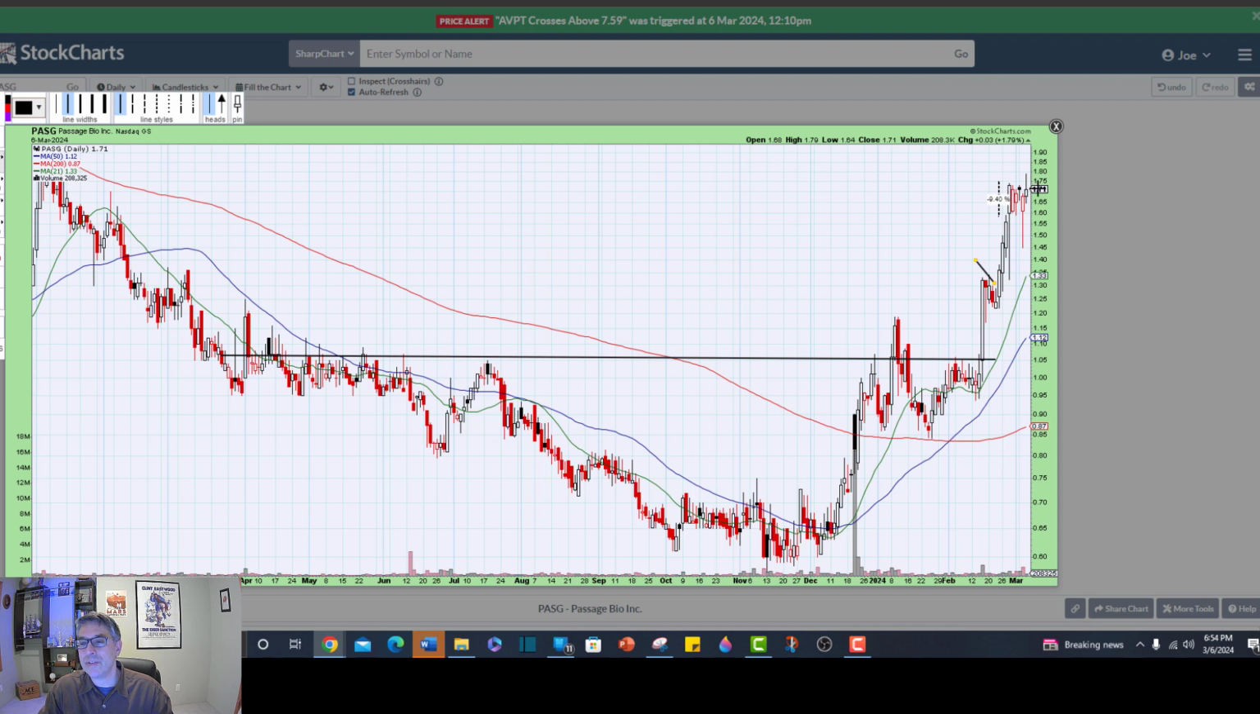If it builds three weeks tight, gives us just a nice tight flag or pennant to trade off of, then we could try it with some casino money. And if it's successful, you can always add to it at proper buy points. Some stocks go up for years, right? So maybe you're in on the ground floor.